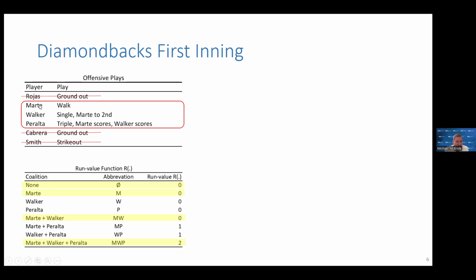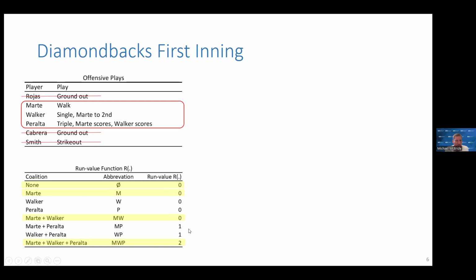Now, there's lots of different ways that these players can be combined, okay? And these 8 coalitions are the power set of the possible ways these players can be combined. One possibility is we have none of them. One possibility is we have just Marte, just Walker, just Peralta, and then we have 3 different ways of having 2 of them, and one way of having all 3. This is the full complete set of all the different coalitions. I have these abbreviations here. And these numbers over here constitute what in coalitional game theory is called a value function. And in this sense, because it's measuring runs produced by coalitions, it's called a run value function.